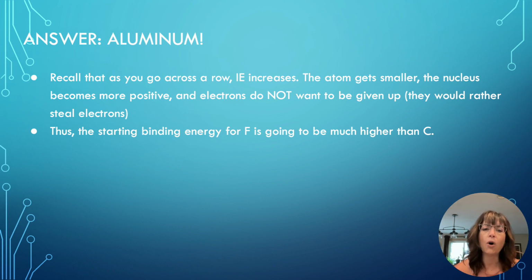But I want you to recall that as you go across a row on the periodic table, the ionization energy is going to increase. Why? The atoms are getting smaller, the nucleus is becoming more positive, the electrons do not want to be given up. They would much rather steal electrons. Thus, the binding energy for F is going to be much, much, much higher than for carbon.